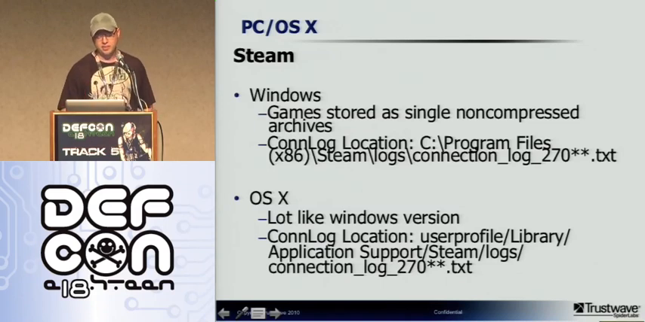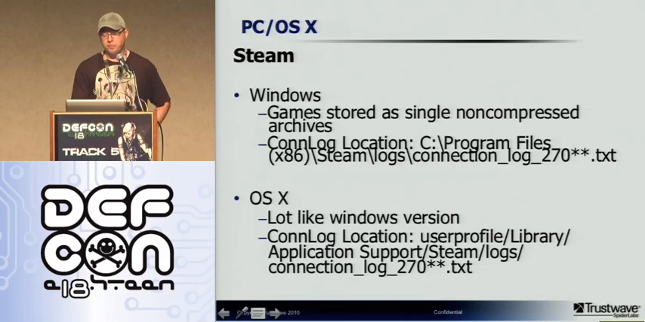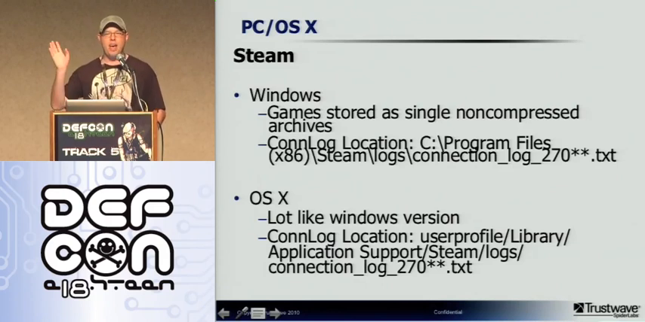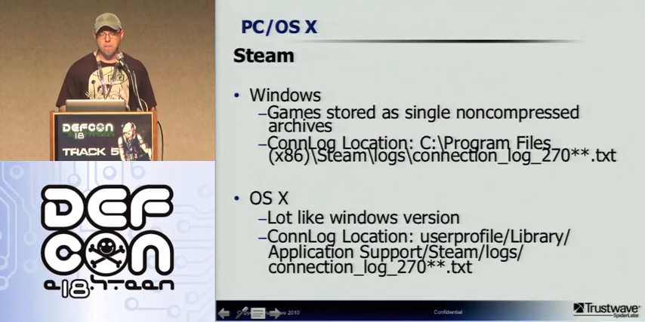Now, for the PC and OS X, this is the general location of where you're going to find the data for Steam on a Windows box. Games are stored in a single non-compressed archive, so you're not going to see a bunch of small files. You're going to see a couple of big files in the Program Files directory. And the connection logs are going to be there: connection log 270 asterisk asterisk. If you go back to the port list, 27015 means that person actually connected to a game. If it was something else, like connection log 5,000 or whatever, it's probably not playing a game. It's probably an update.